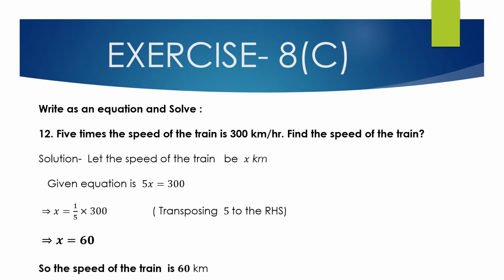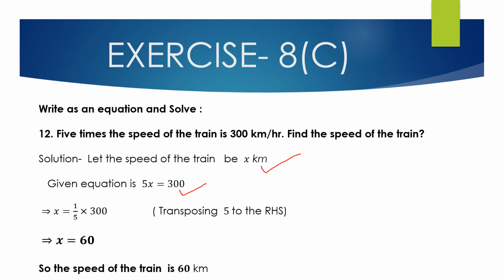Suppose the speed of the train is x kilometers per hour, and 5 times will be represented with the multiplication symbol. So the equation will be 5 multiplied by the speed of the train is 300 km per hour. So the equation will be 5 multiplied by x equal to 300 km per hour. Now we have to solve for the value of the variable x.